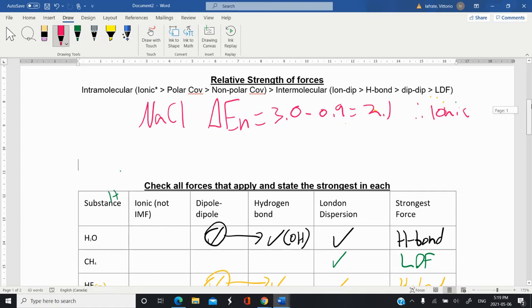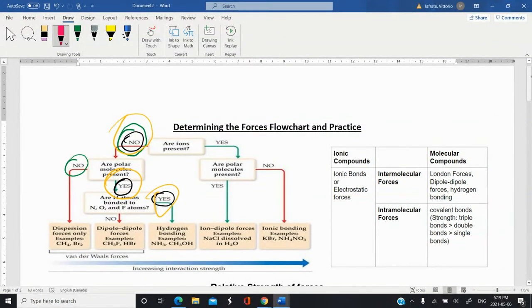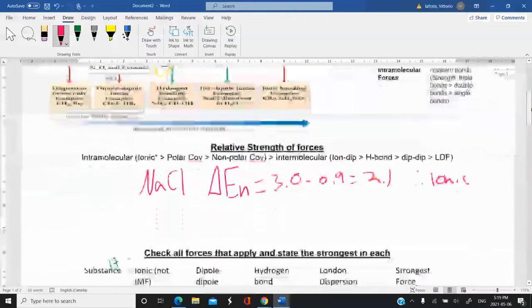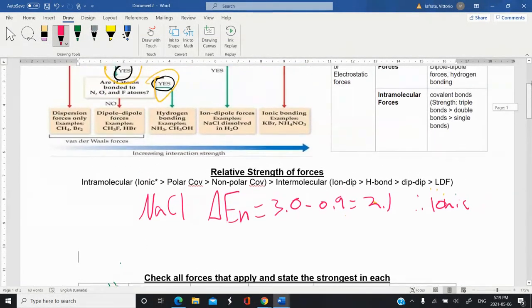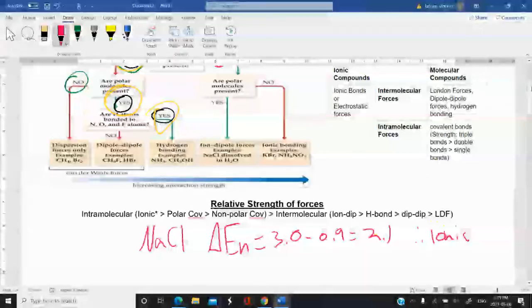And so we go to our chart, and the question is, do we have ions? Well, if it's ionic, yes, you do. And the next question is, are there polar molecules present? So what that means is, like, for example, is this salt in water? I would tell you that. I would say this is salt dissolved in water, or whatever be the case.